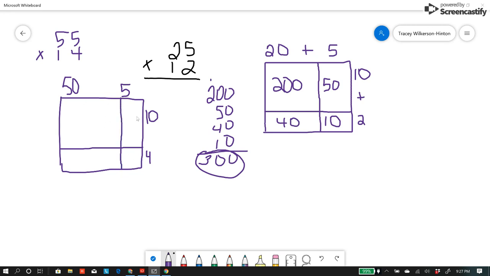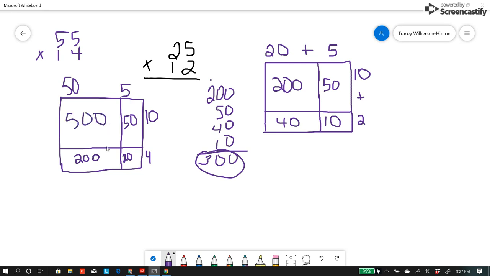Now, when you multiply it, these spaces should look just like the number. If the number is big, the space should be bigger. So here we'll go 5 times 4 is 20. 5 times 10 is 50. 5 times 40 is 200. And then 10 times 50 is 500.